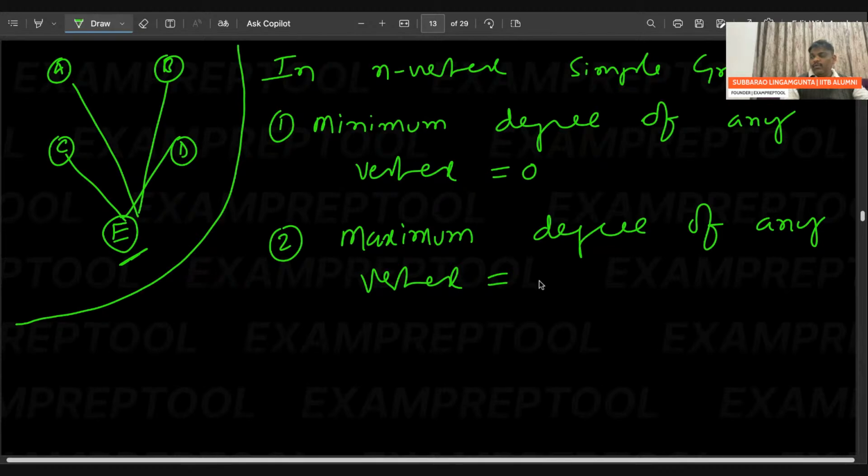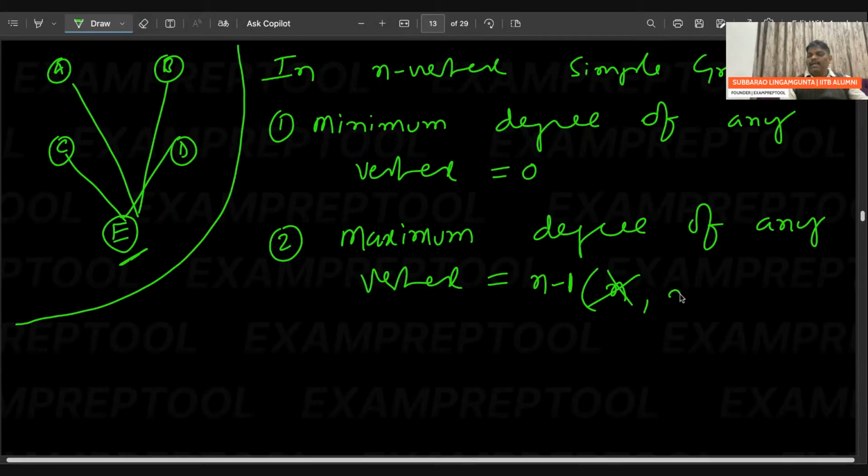So I think for 5 vertices 4, for n vertices n minus 1. Understand this. In an n-vertex simple graph, the minimum degree of any vertex is 0, and the maximum degree of any vertex is n minus 1. This is for a simple graph, right? Some people are asking, sir, why not n? If it were n, he would be adjacent to himself also, which is not possible. He is adjacent to himself means self loop.